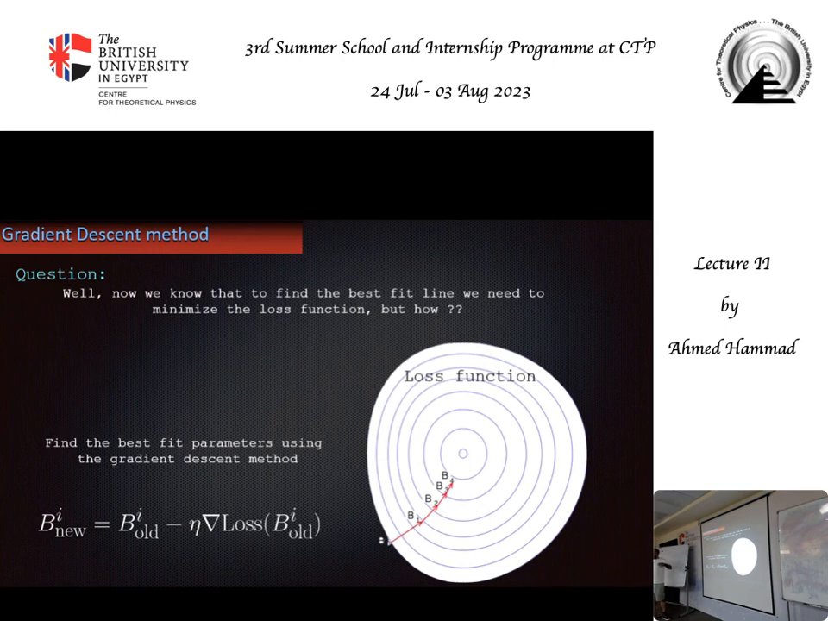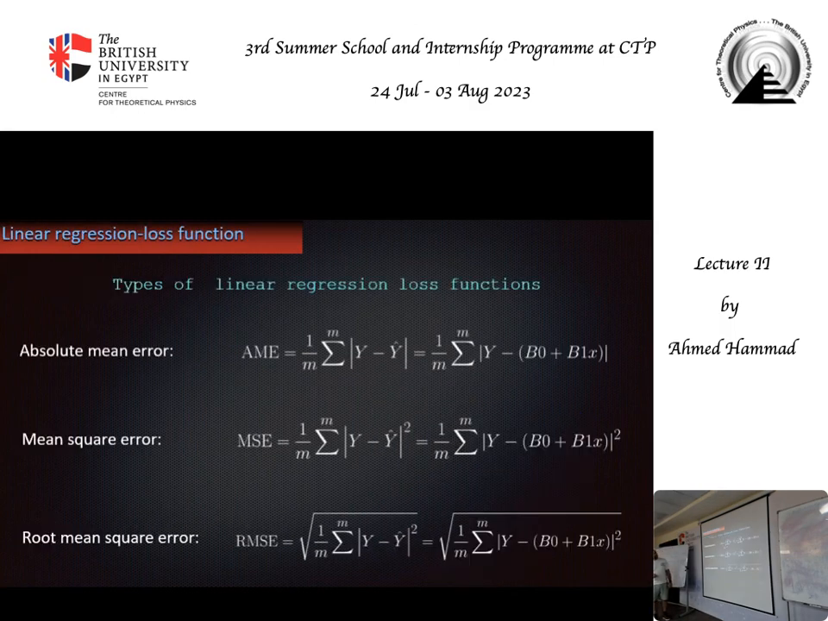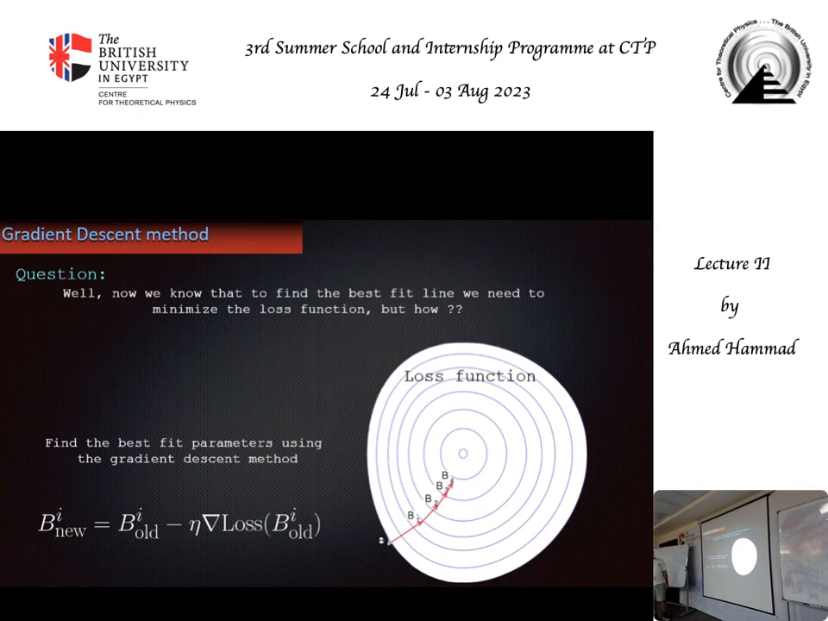We have an infinite number of lines that can fit the data. We need to find the line that has the best fit of the data. So how can we find that one? By minimizing this loss function. But how can we minimize it? We can minimize this loss function by what's called the gradient descent method. So what is actually the gradient descent method?